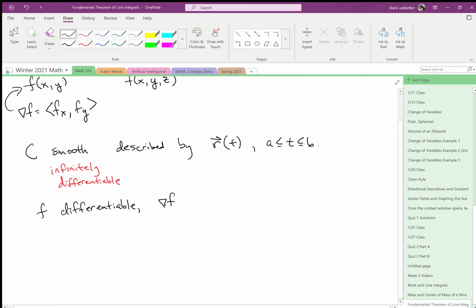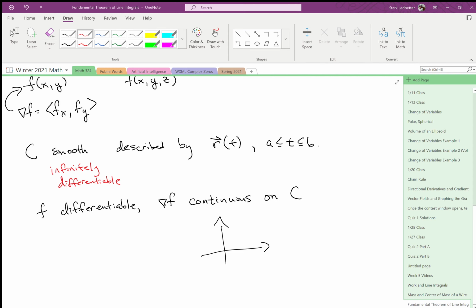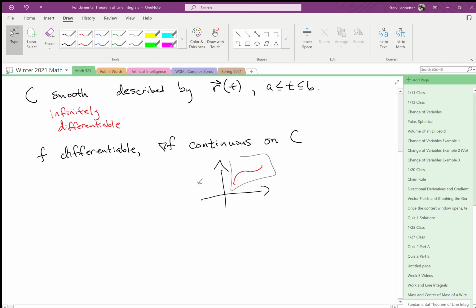If we calculate the gradient of f, so it has to be differentiable, and the gradient has to be continuous, at least on the curve. It doesn't have to be continuous everywhere in the plane. So, you know, if here's our curve, then f could be badly behaved over here, and that's okay. We only care about on the curve.